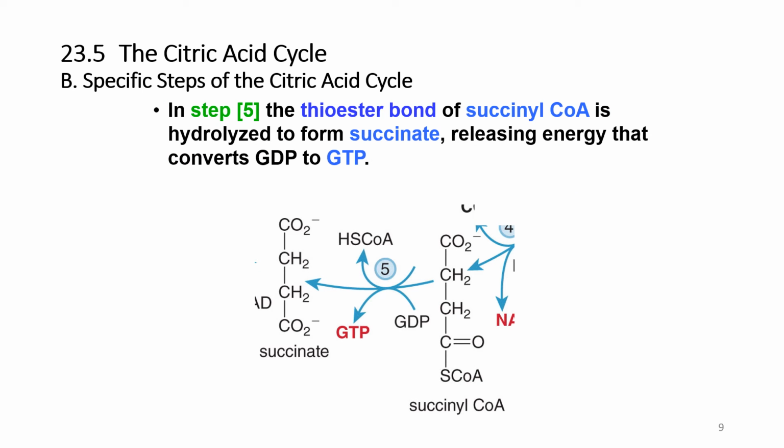The 5th step is the hydrolysis of that thioester bond of succinyl-CoA. And the result of that is the intermediate succinate. And this process releases energy by converting GDP to GTP. So an energy producing step.